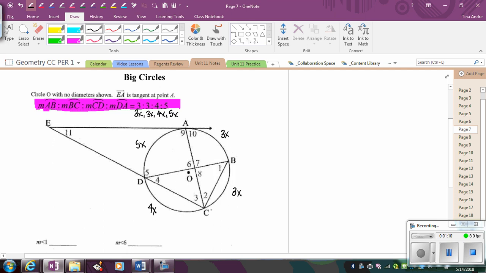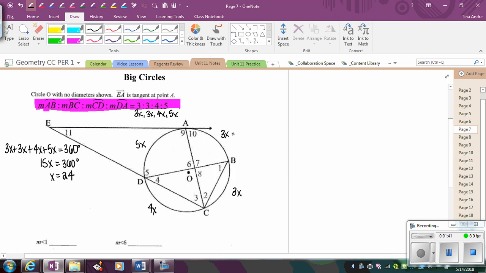All of these arcs have to add up to 360 degrees. So the relationship is to add them up, set it equal to 360, solve for x, and then plug back in. That's how I'm going to find each of these arc lengths. Combining like terms, we have 9 and 6, so 15x equals 360. So divide, and we end up with x equals 24.